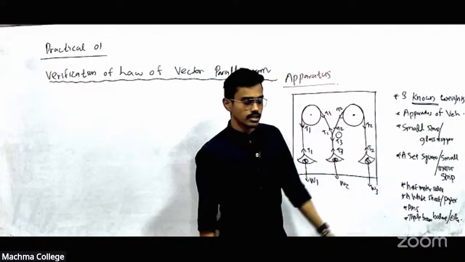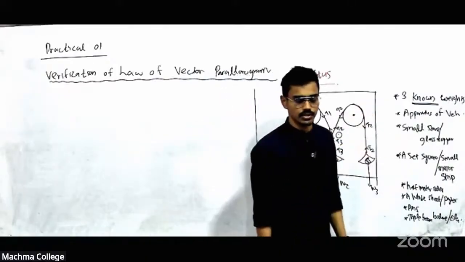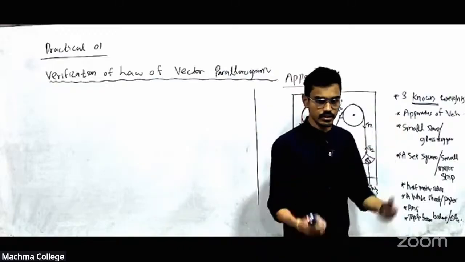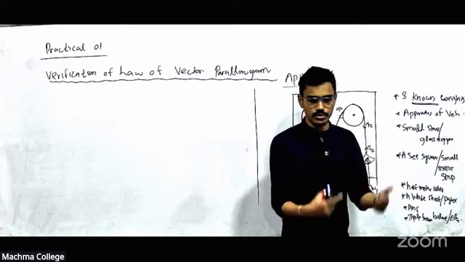Knowing theory is just a fact. Knowing theory doesn't mean that you know the experiment. We have to know the method, then only we can connect that theory with the method. That is what we do in an experiment.